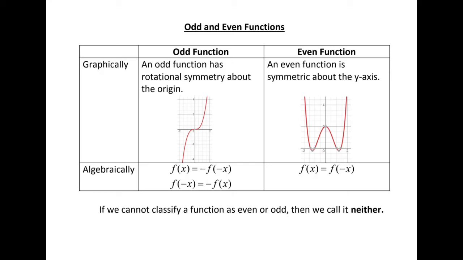In this lesson, we're going to learn how to distinguish odd and even functions, both graphically and algebraically. The graph of an odd function has rotational symmetry about the origin. This means if we rotate the graph 180 degrees about the origin, the graph will be exactly the same. In other words, we could say we reflect the graph along both the y-axis and the x-axis, and we will have the same graph.